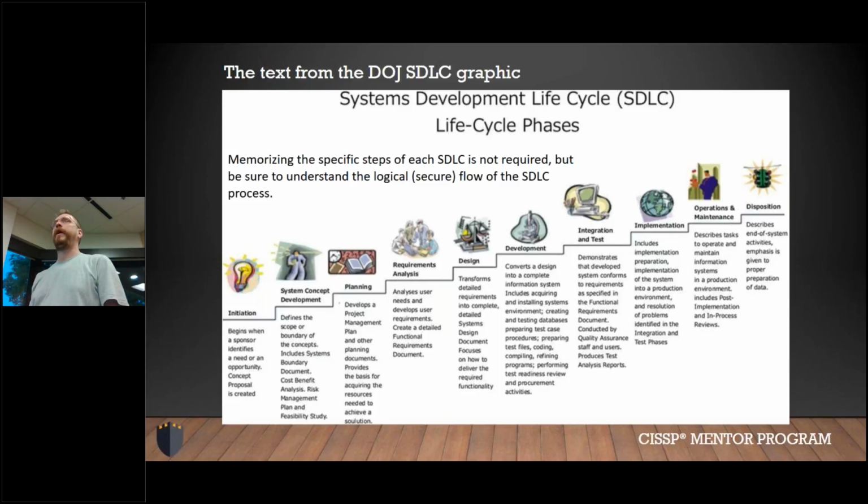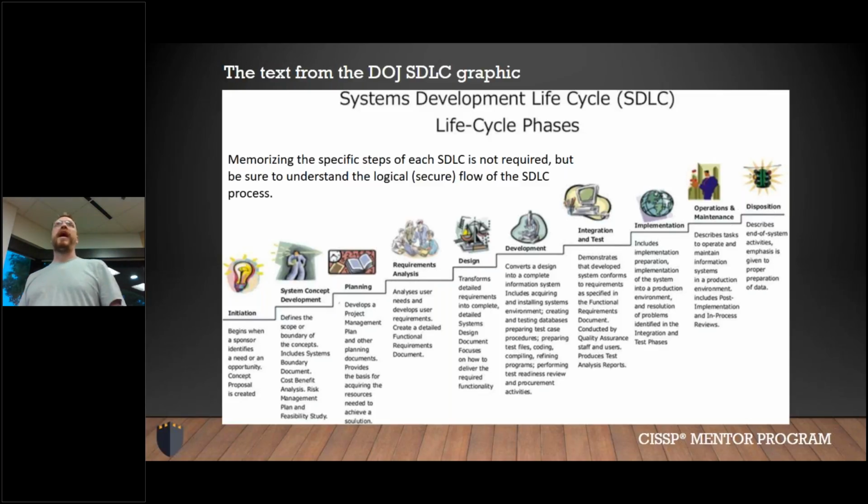understand the flow, okay? So we're going to start with an idea. Ooh, I need something that will do this, whatever this is, okay? Now we're going to come up with that concept. What is that going to look like? We're going to define the scope. Then we're going to plan how we're going to do it. We're going to do our requirements analysis. Okay, what do we need to make this work?